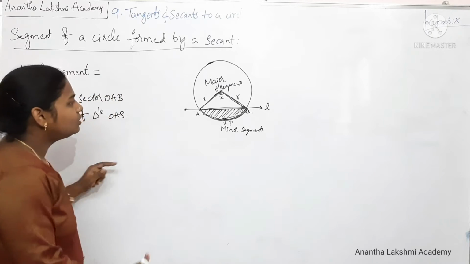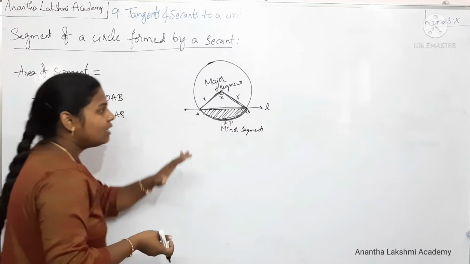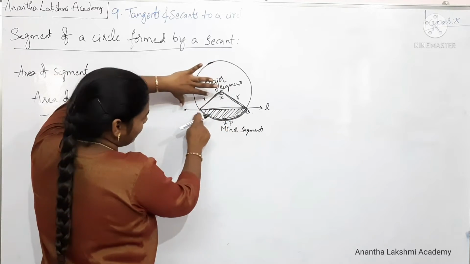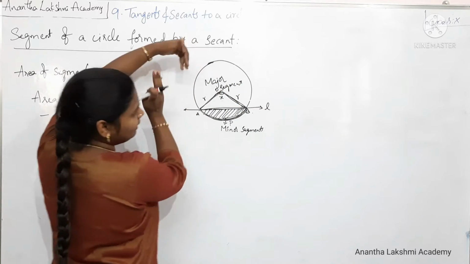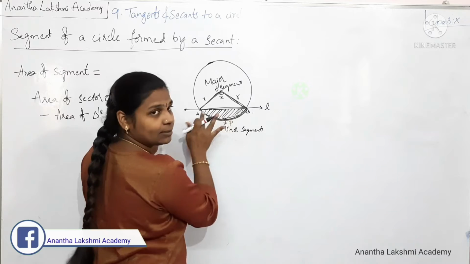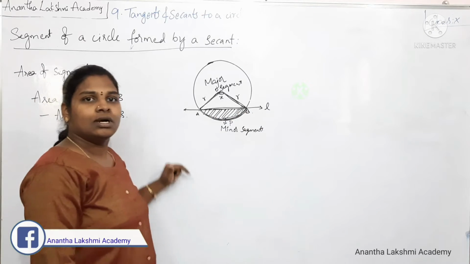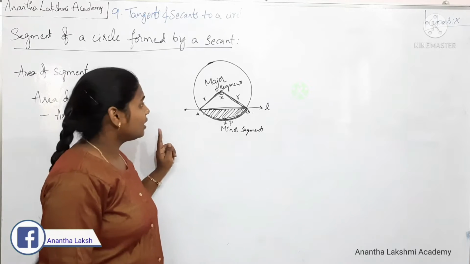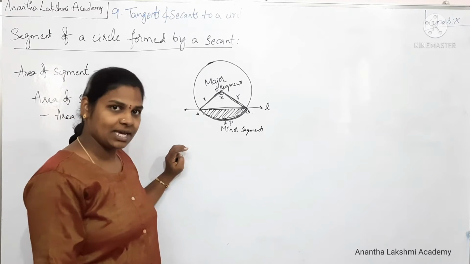Alright, so in order to get to know this shaded part area, what we have done, we figured out the area of the sector first, minus we are going to subtract the area of the triangle. What is going to remain? This particular part, APB. That is how we are going to deal with the area of a segment. That is what we are going to solve in the coming exercise.